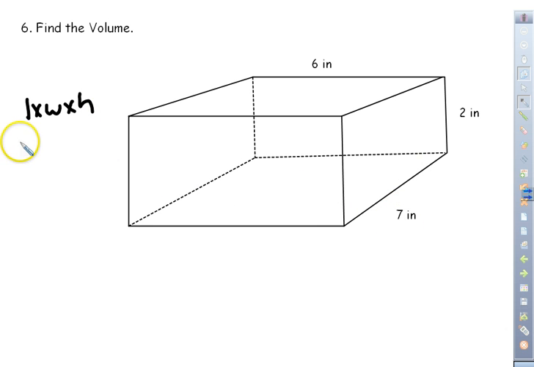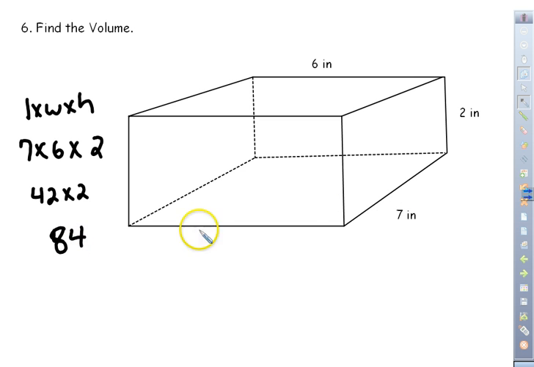My length would be 7. My width would be this line back here, or this line across the front, which is 6, which relates to both of those, times my height, which is 2, and you simply multiply those together. So I get 42 times 2, which then gives me 84, and it is inches. And since we are dealing with volume, it will be cubic inches.